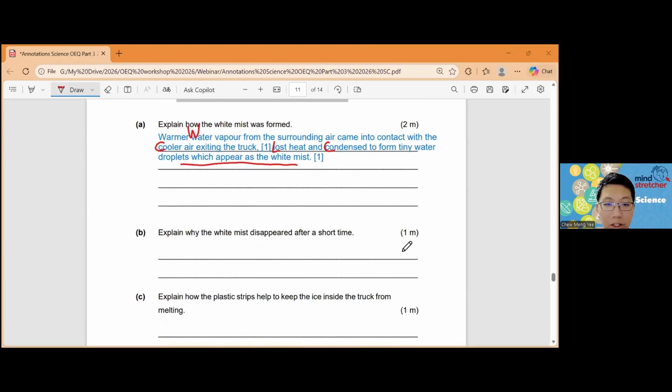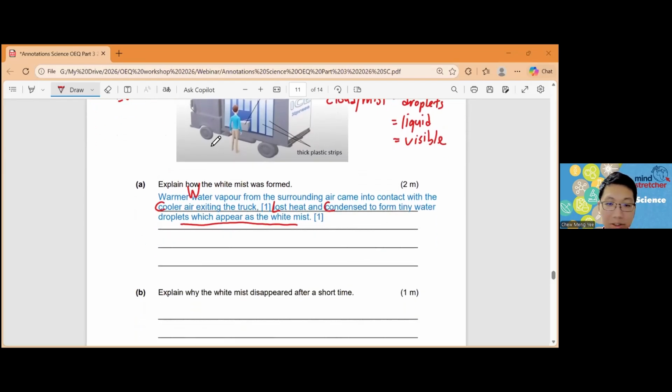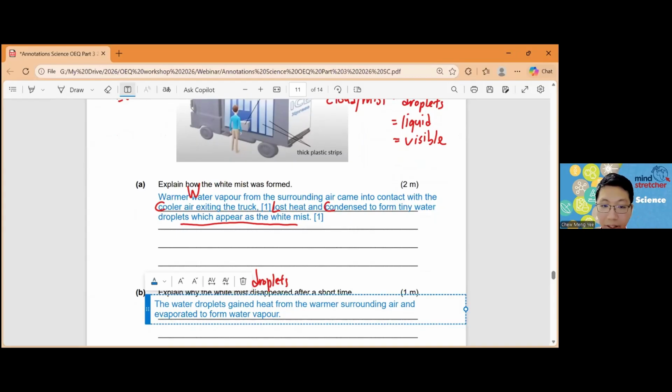I'm moving on. Explain why the white mist disappeared after a short time. So all these white mist, no matter what, they will disappear very quickly. Because eventually, the white mist are in the liquid state. These are water droplets, and they are very fine, tiny water droplets. So eventually they will gain heat and evaporate to form water vapor again. So you have to write a complete sentence: they gain heat from the warmer surrounding air and evaporated to form water vapor. Write it the full way, the full complete answer.